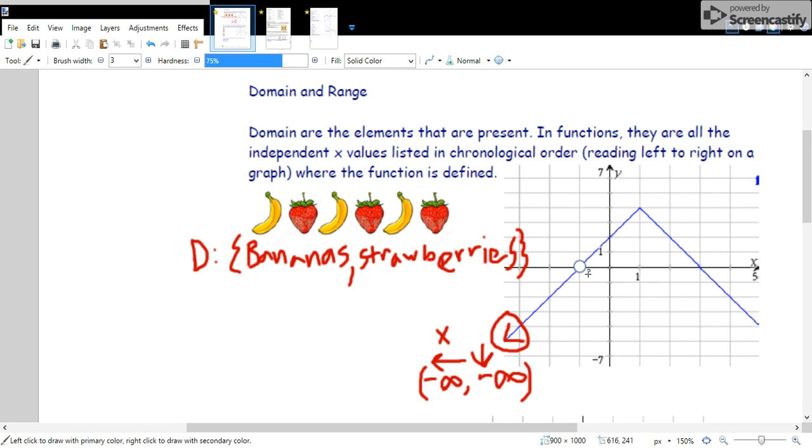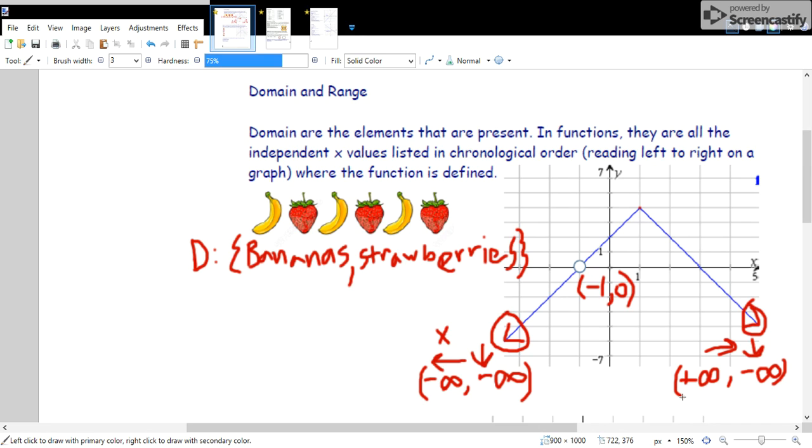We're going to plot this hole right here. The coordinate point for that would be -1, 0. And then we have another arrow. We'll circle it. It's going to the right and down. So we're going to say that is positive infinity because it's going to the right, and then negative infinity because it's going down.